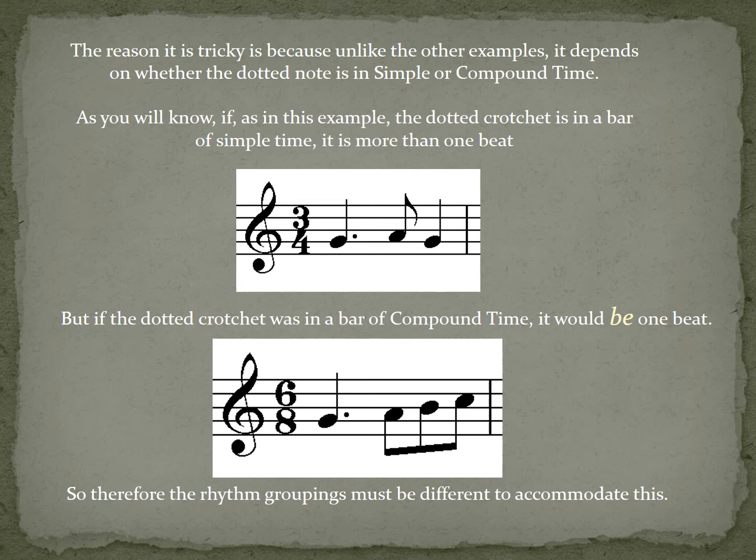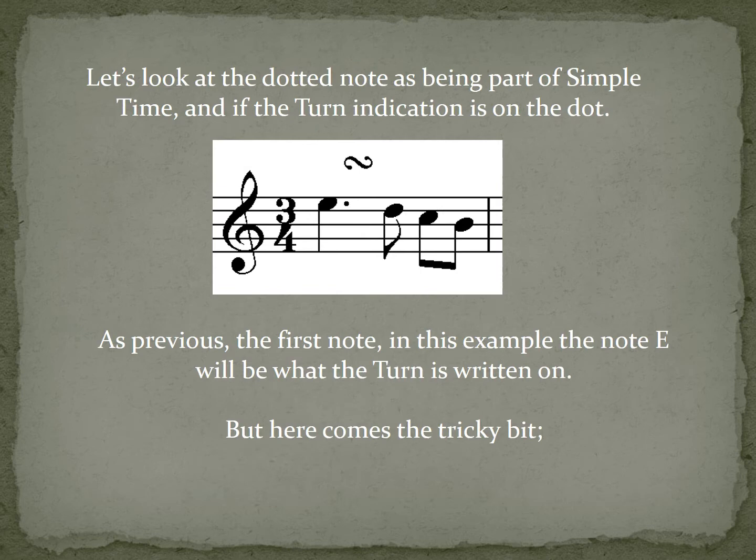However, if the dotted crotchet was in compound duple time, then it would be 1 beat, because, for example, this time signature 6/8 is 2 dotted crotchet beats per bar. So therefore it would be over the dotted crotchet that's 1 beat. Therefore the rhythm groupings must be different to accommodate this fact. So let's start with the more difficult of the two, when the dotted note is part of a simple time signature, i.e. it's more than 1 beat, and therefore the indication for the turn is over the dot.